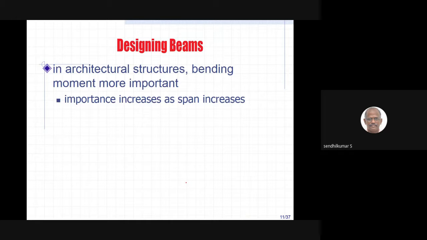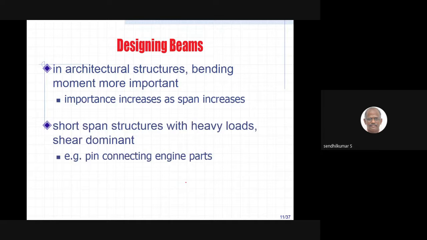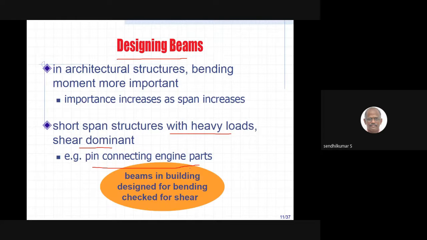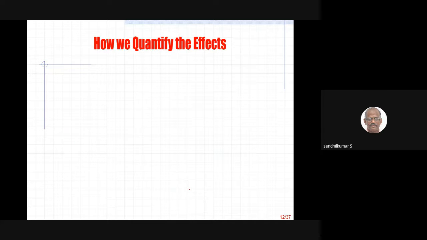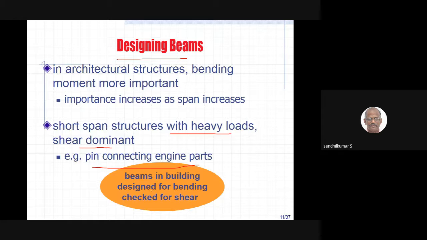Taking all these things into consideration, in architecture the design of the beam plays an important role. In some cases in machinery, such as pins connecting engine parts where we have heavy loads, shear plays an important role. We have to do a lot of things in designing beams. Generally, beams are designed for bending and for shear. This is the concept of designing beams.